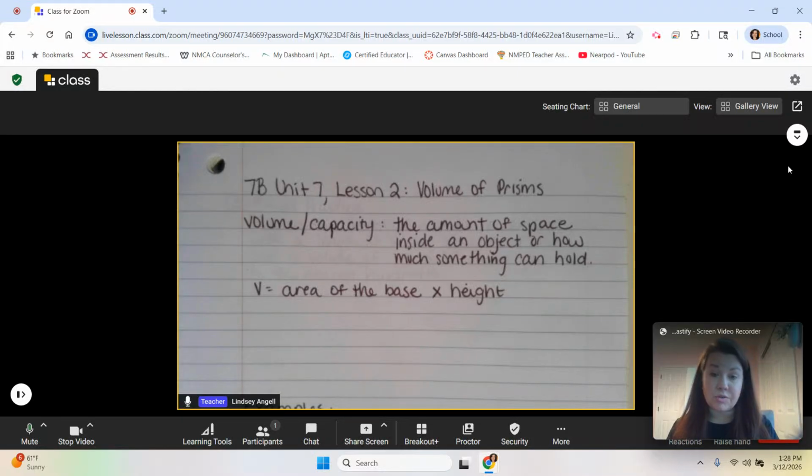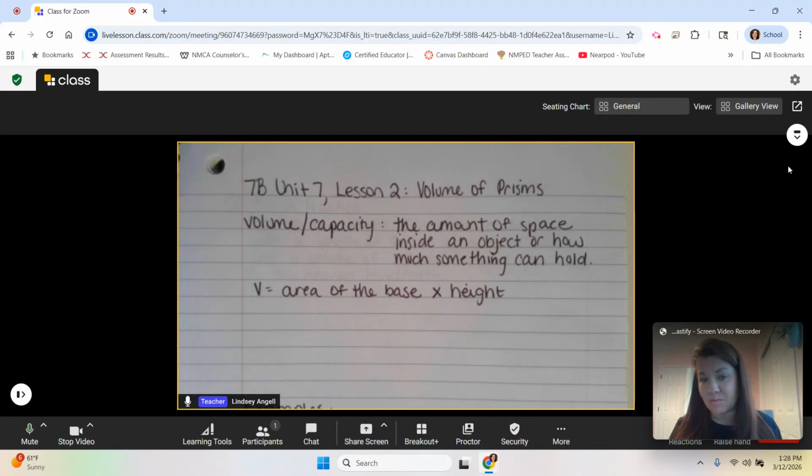So Lesson 2, Volume of Prisms. This whole unit is about volume, and in my opinion, volume is such a breath of fresh air compared to surface area. It's like we got surface area out of the way, yay, now we can focus on volume, which in my opinion is much more straightforward. Hopefully you will feel the same. All right, so let's get into it.